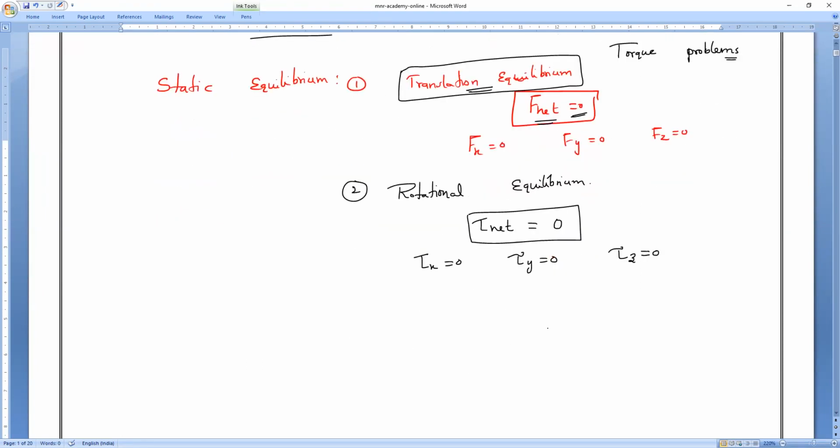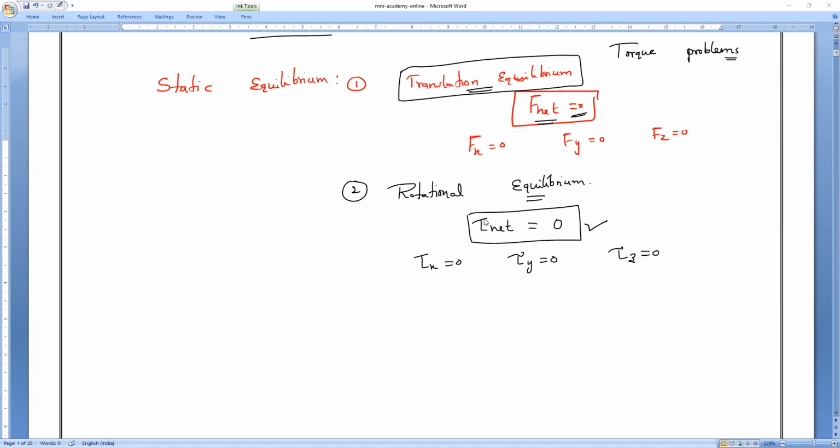Are you understanding, everybody? So this is our concept. Whenever the net torque becomes zero, the body is said to be in rotational equilibrium.